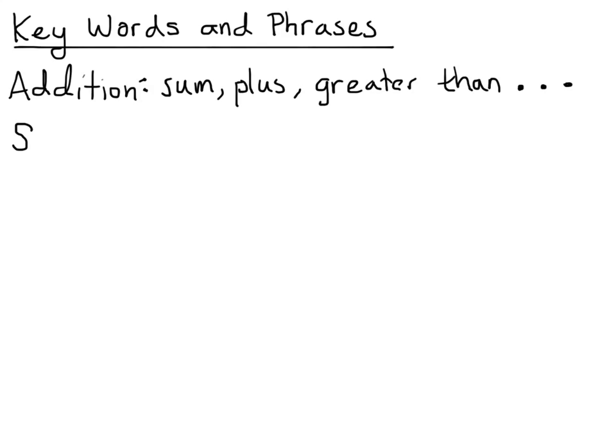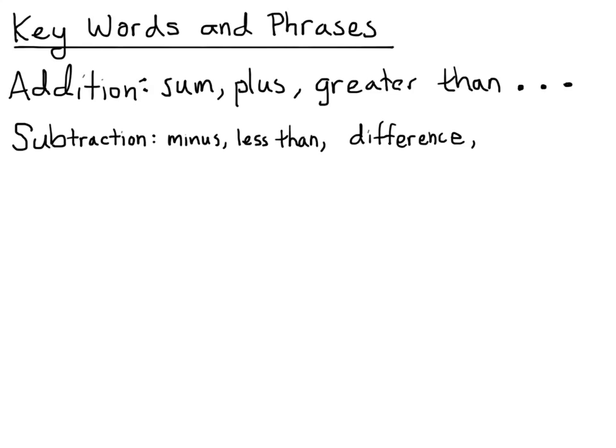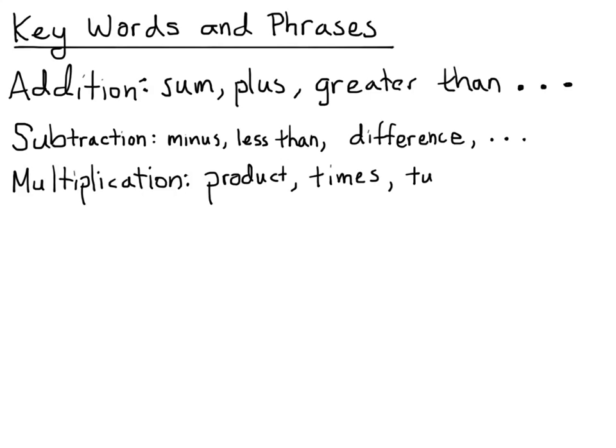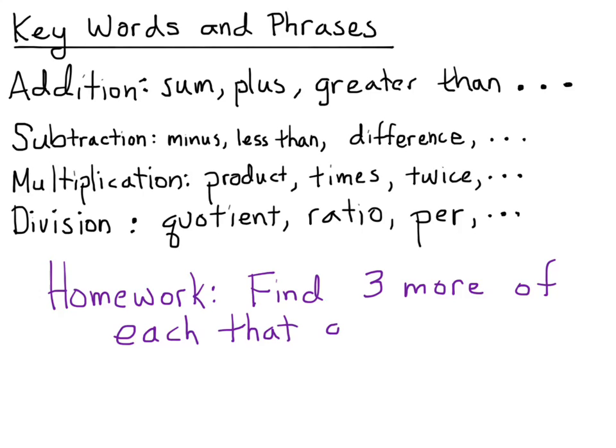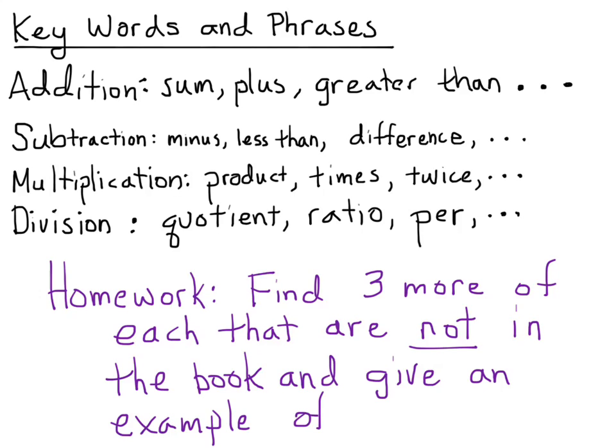So these keywords: with addition you might see the sum of, or plus, or greater than. Subtraction, you see minus, less than, difference. In section 1.5 in your book, they have a list of maybe a half a dozen of these, including a few more. One of the homework assignments is that you look at section 1.5 in the book, read those, and see if you can construct 3 more in each category. So 3 that involve addition, 3 that involve subtraction, 3 that involve multiplication, and 3 that involve division, and give me an example of it.